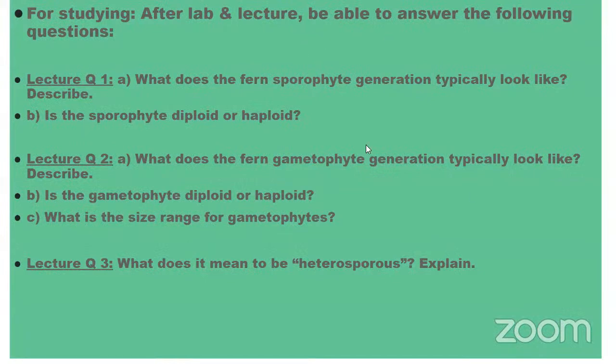And that's it for today. So here are some questions that I want you to be thinking about now, but also after lab, hopefully we'll cement in what our sporophyte generations look like. I want you to be thinking about this diploid, haploid difference, and how sporophytes and gametophytes are different. You'll learn a new word, heterosporous. So I want you to predict in your mind what that might be.